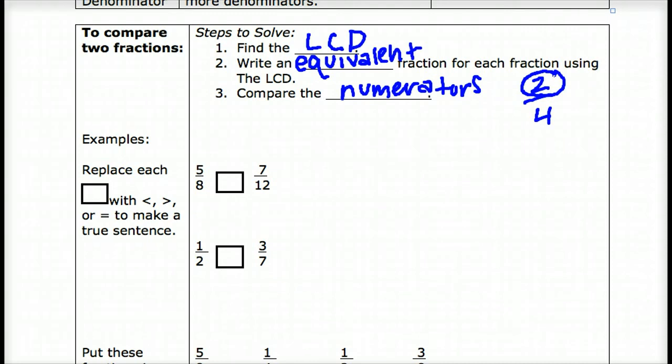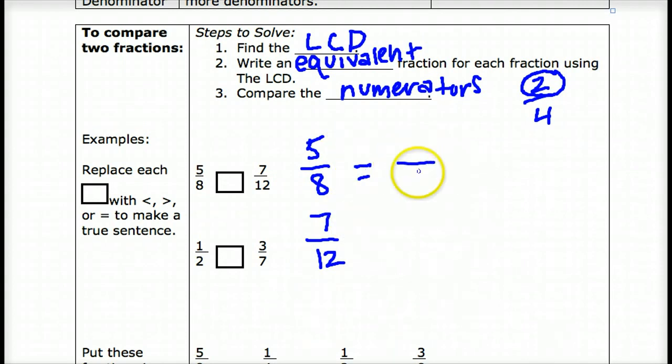So let's give one of these examples a try. These examples are telling us to replace each box with a less than, greater than, or equal to sign to make the sentence true. So in the first case, they give us 5/8 and 7/12. So we are going to go ahead and list 5/8 and 7/12. And we know that 8 and 12 will both divide evenly into the number 24. So we can set both of these fractions equal to something over 24.